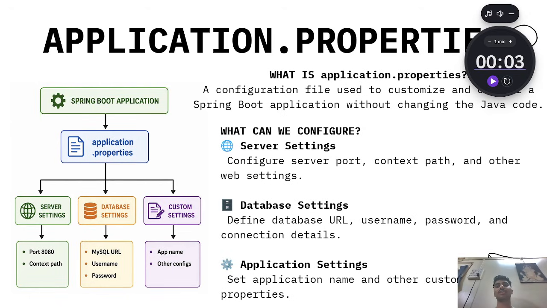What is application properties? A configuration file which is used to customize the Java code in the Spring Boot application. What can we configure? The server settings, the database settings, the application settings, all we can do from a single property file, that is application.properties.